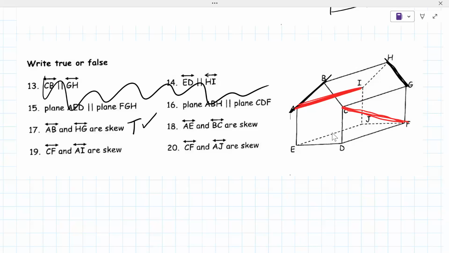No, that one's true. All right, so these are actually skew. And that's what that says. So if you said true, you are correct.